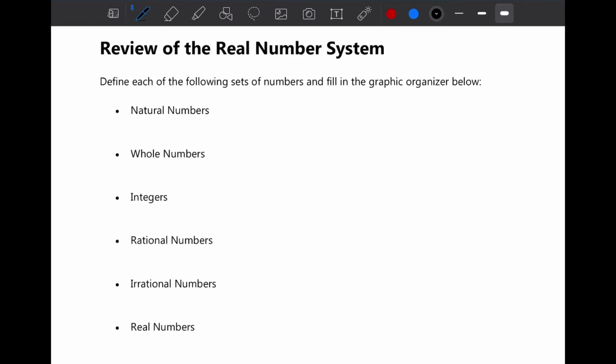So natural numbers are positive and non-decimal numbers. Also, natural numbers are the type of numbers that you use to count items or things. So we cannot count 0, so we must exclude it when we're talking about natural numbers. So for example, we can say natural numbers have to start with 1, 2, 3, and so on.